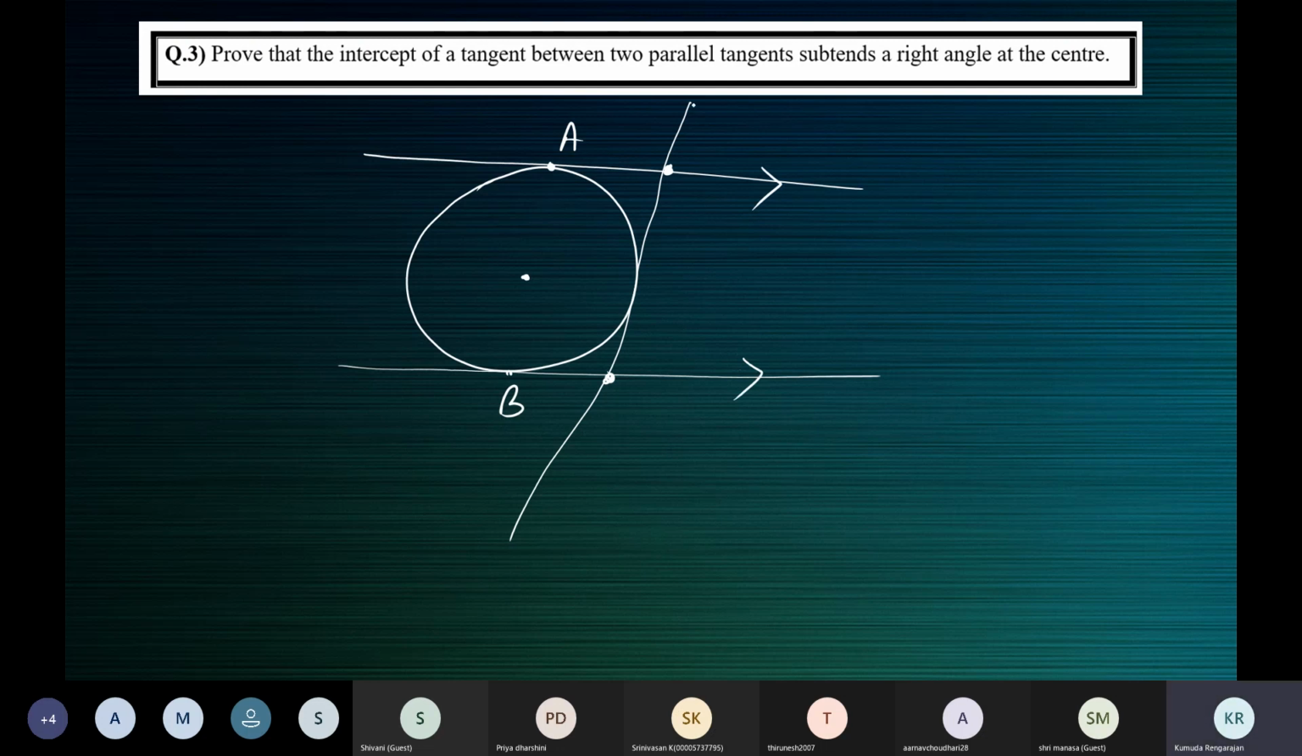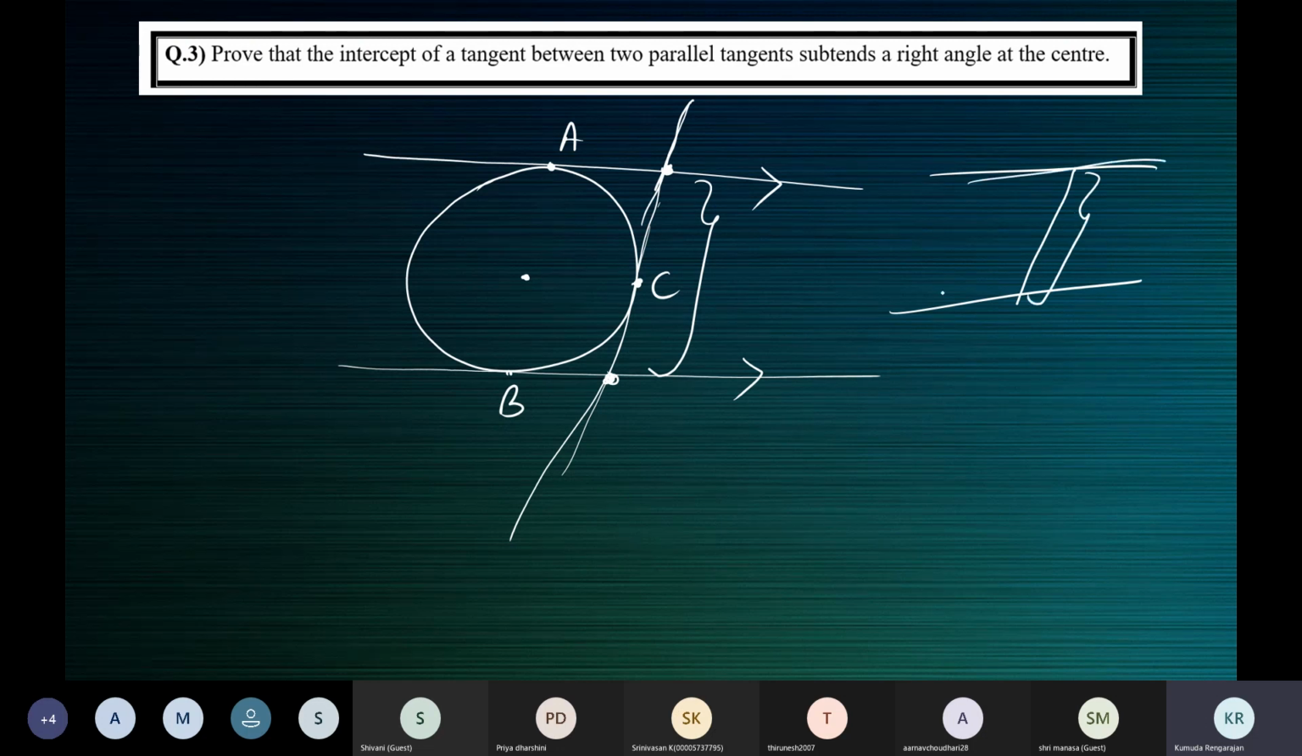Now there is another tangent like this, say at C. All right. And this is the intercept of a tangent between two parallel tangents. Please understand, two parallel tangents. This is the intercept of another tangent between two parallel tangents. You must prove that this intercept subtends a right angle at the center.